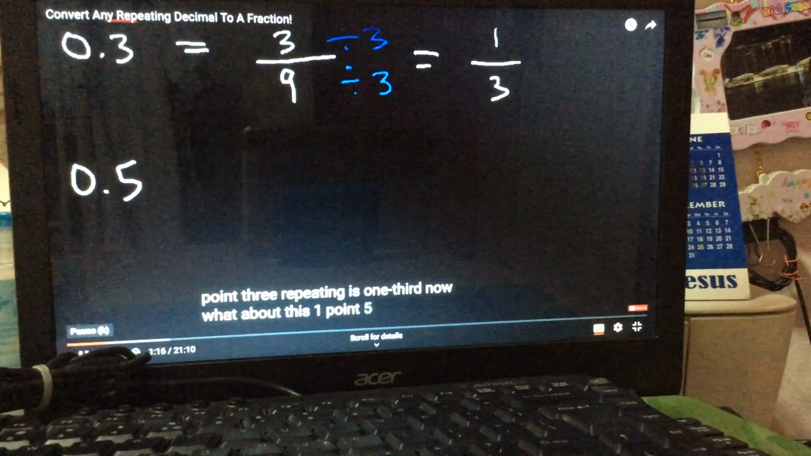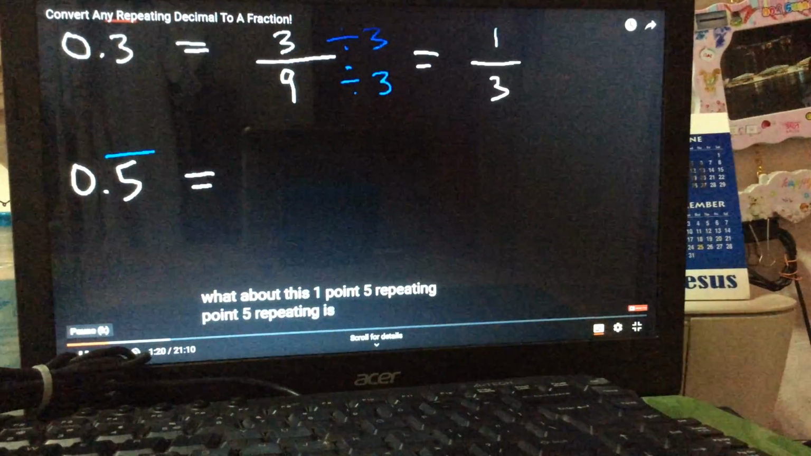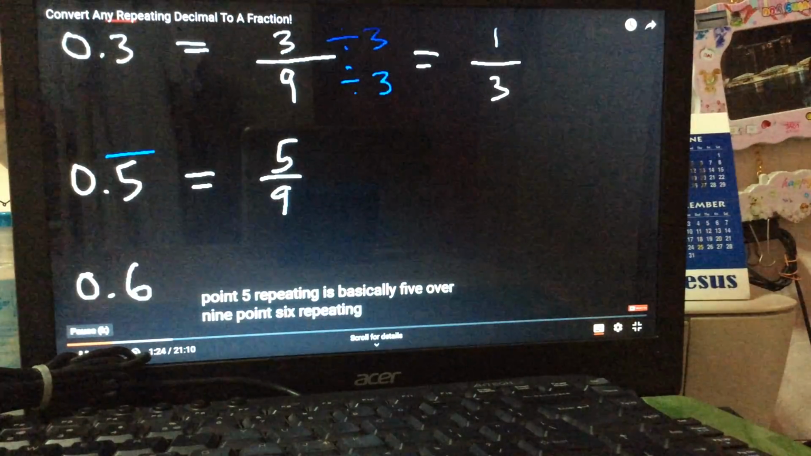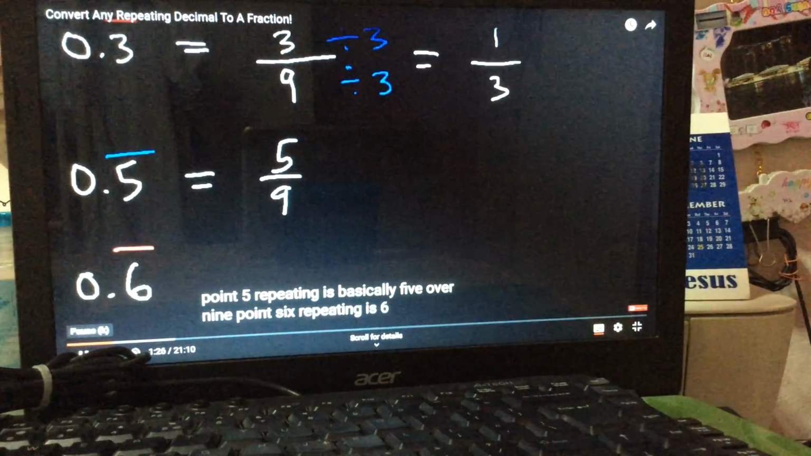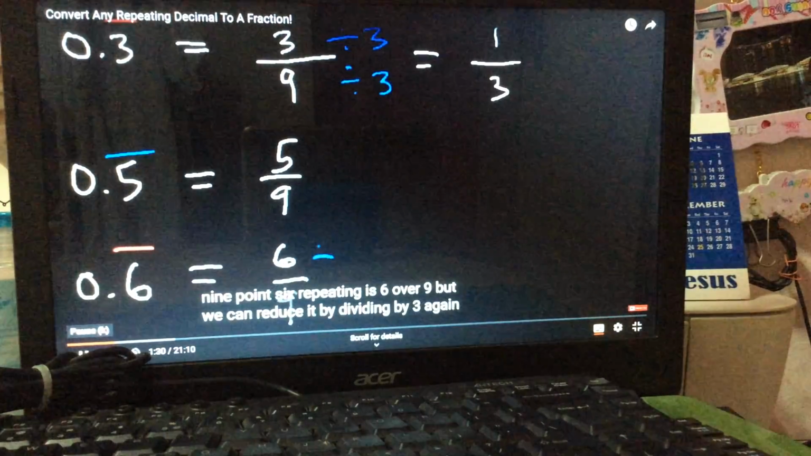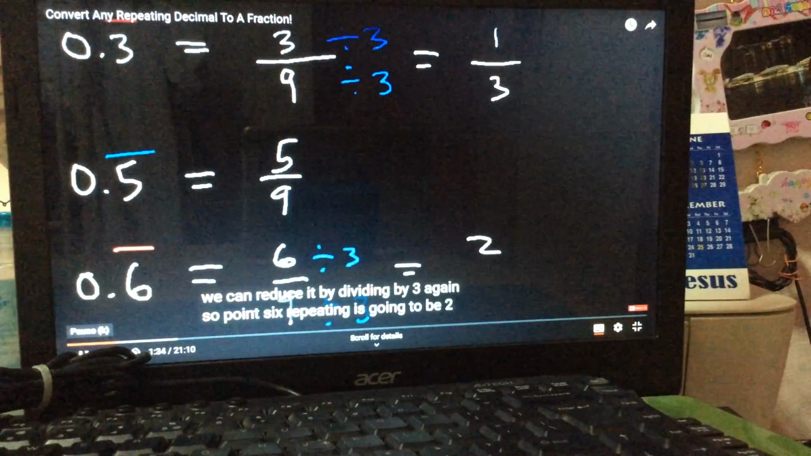Now what about this one, 0.5 repeating? 0.5 repeating is basically 5 over 9. 0.6 repeating is 6 over 9, but we can reduce it by dividing by 3 again. So 0.6 repeating is going to be 2 over 3.